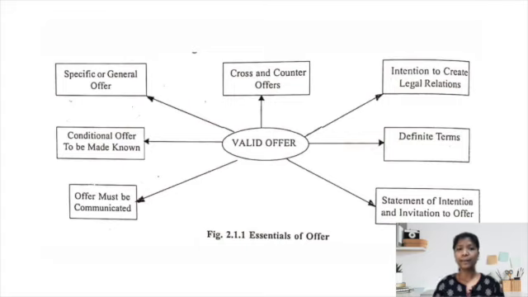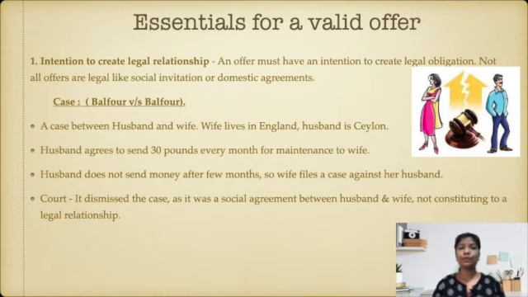So, this is another important section C question. Students, essentials for a valid offer. It must have an intention to create legal relations. It has to be in definite terms, a statement of intention and invitation to offer. The offer must and should be communicated to the offeree. A conditional offer is to be made known. Special or general offer. Cross and counter offers. So, all of this and many more we will be studying shortly. Let's move on to the first one.